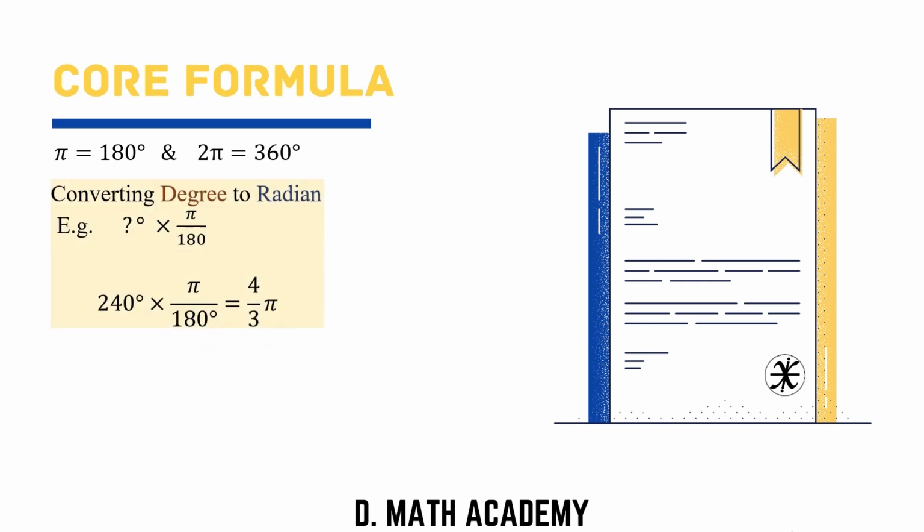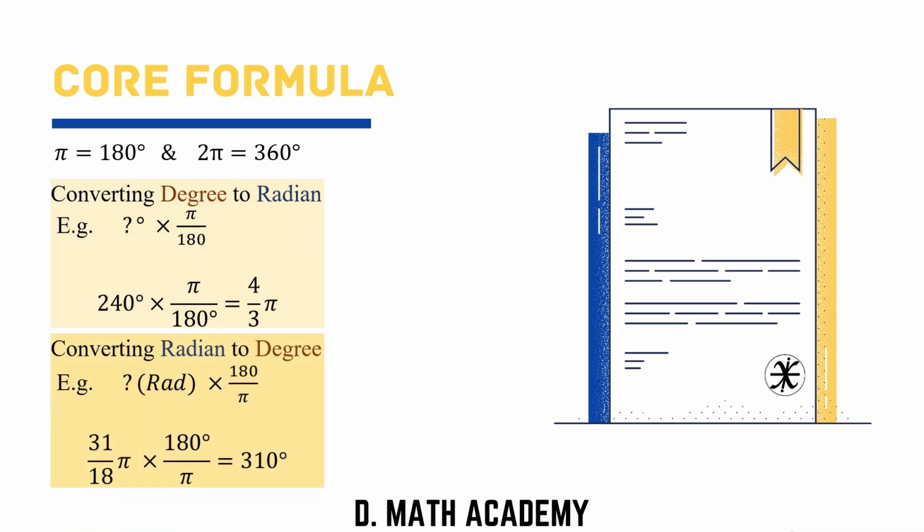So converting a degree into radian. Let's say you were given 240 degree today. You are required to multiply with pi and divide it with 180 to get 4/3 pi as your final result. In another case, if you were given radian, for you to get it back into degree, we are required to multiply by 180 and divide it with pi. For example, we have 31/18 pi here. When it is multiplied with 180 and divided by pi, you will get your final result as 310.